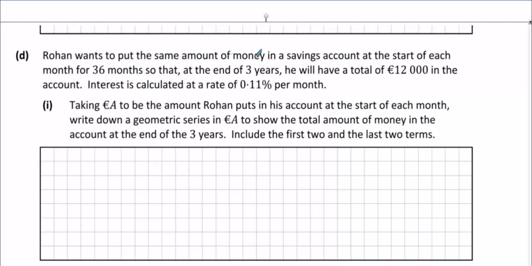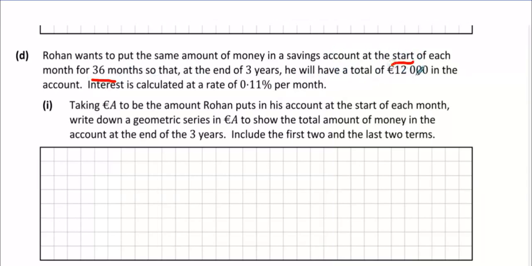Now, Rowan wants to put the same amount of money in a savings account at the start of each month for 36 months. So at the end of 3 years, he will have a total of €12,000 in the account. The interest rate is calculated at 0.11% per month. Taking A as, it gives you the monthly, so you don't have to do x to the power 12. It actually gives you the monthly as 0.0011. Go with that?